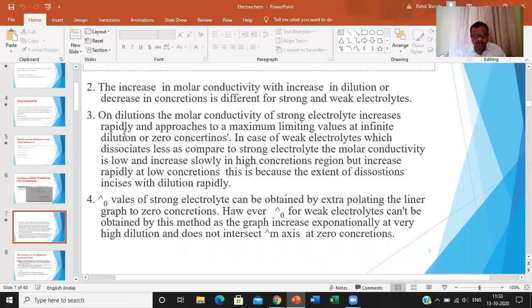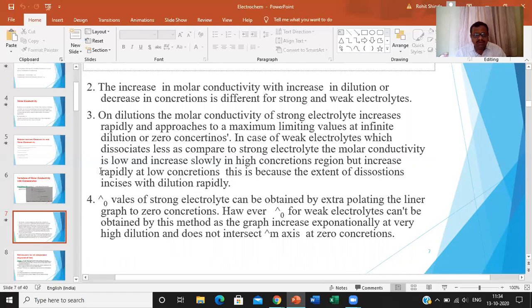On dilution, molar conductivity of a strong electrolyte increases rapidly and approaches a maximum value at infinite dilution or zero concentration. In case of weak electrolytes, which dissociate less as compared to strong electrolytes, the molar conductivity is low and increases slowly in high concentration region, but increases rapidly at low concentration. This is because the extent of dissociation increases with dilution rapidly.